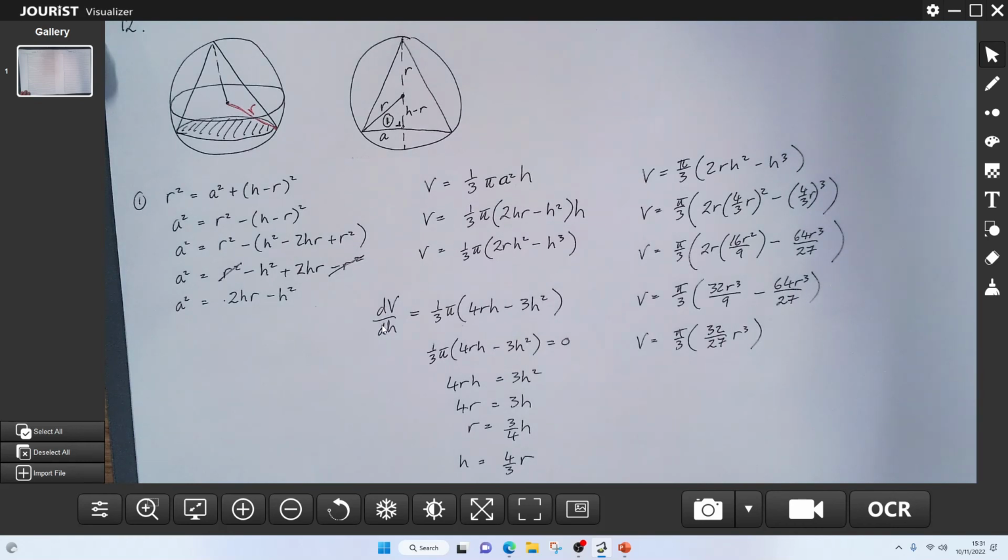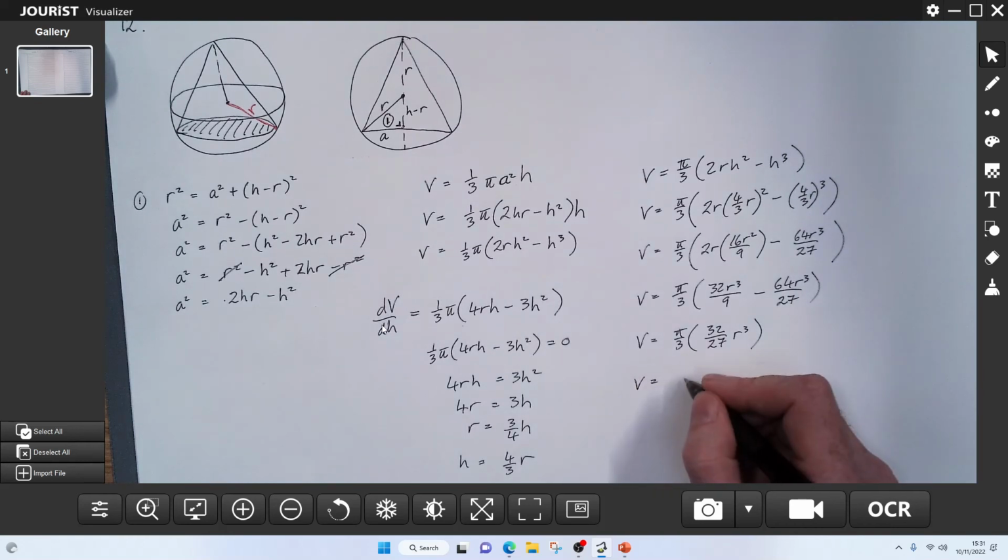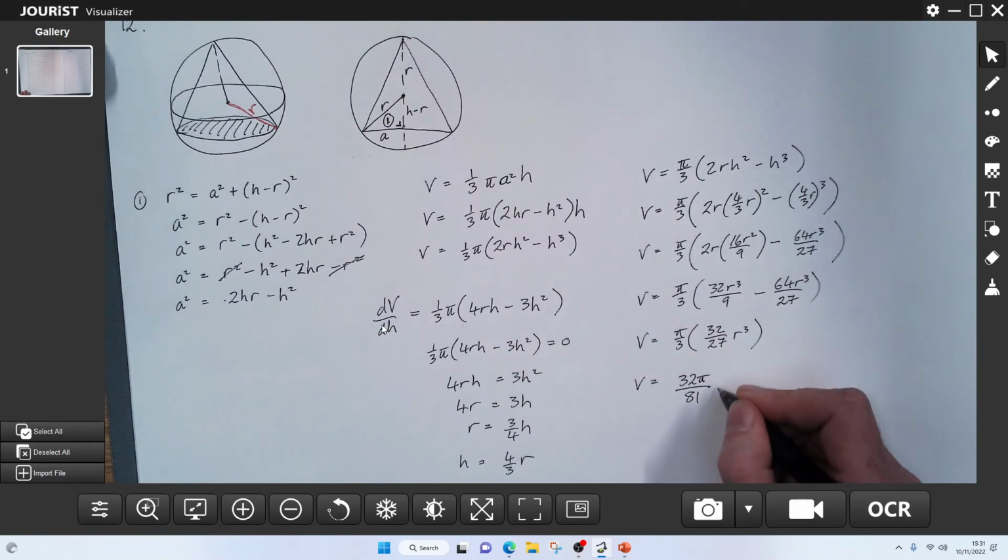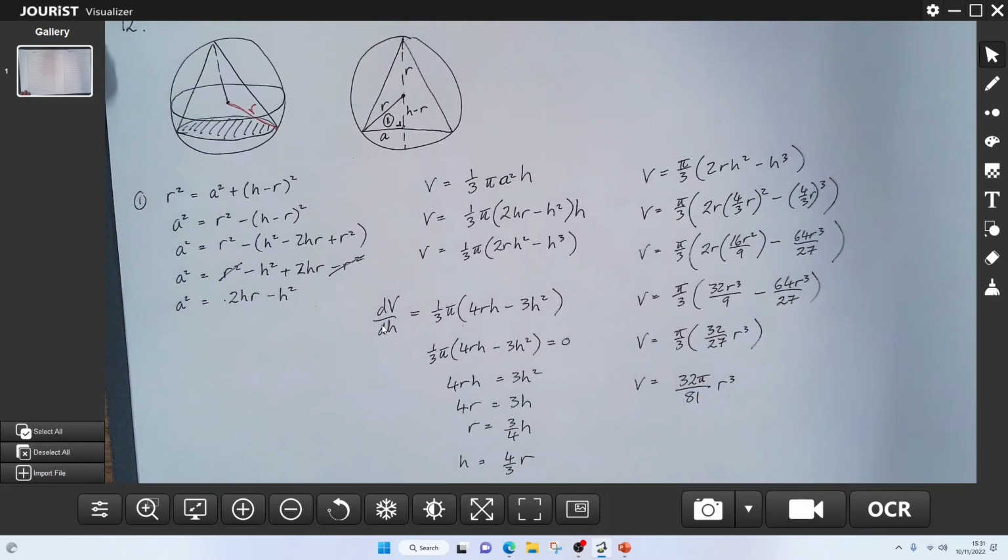So the volume is 32 pi over 81 r cubed. Find the volume of the largest circular cone that can be cut from the solid sphere of radius r centimeters. Express your answer in terms of pi. So the volume is 32 pi over 81 r cubed, so it all depends on the radius of the sphere.